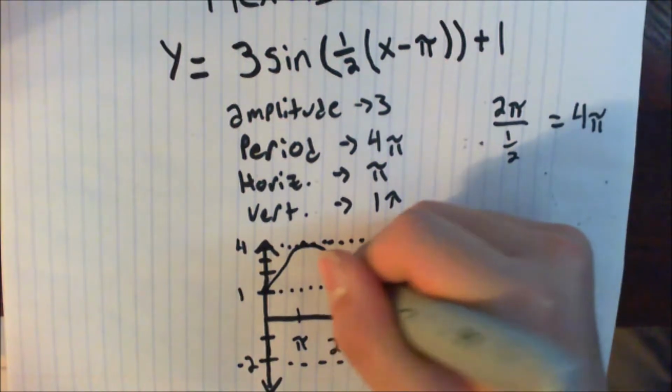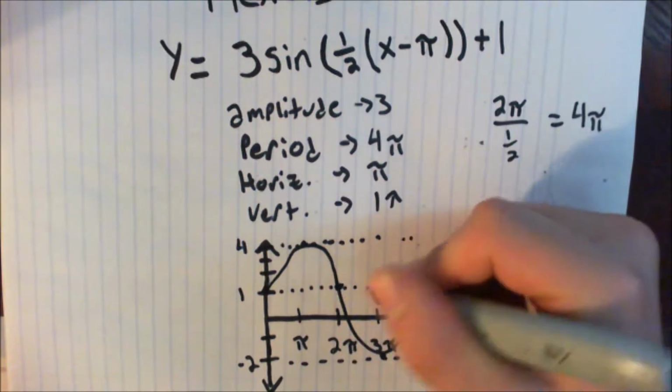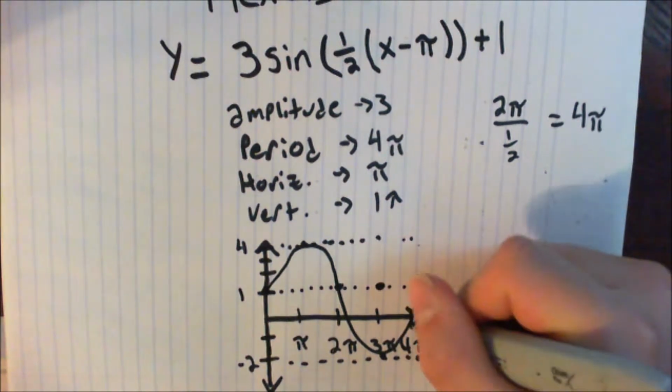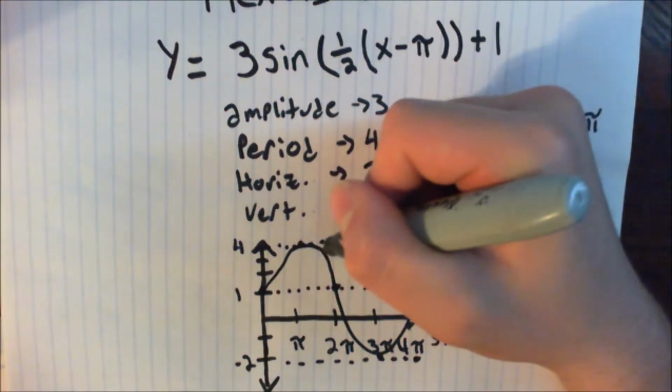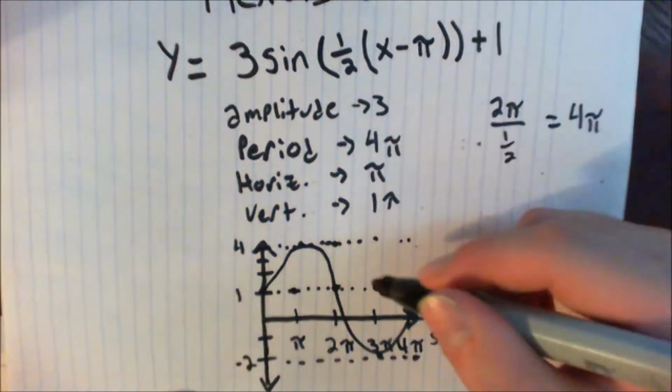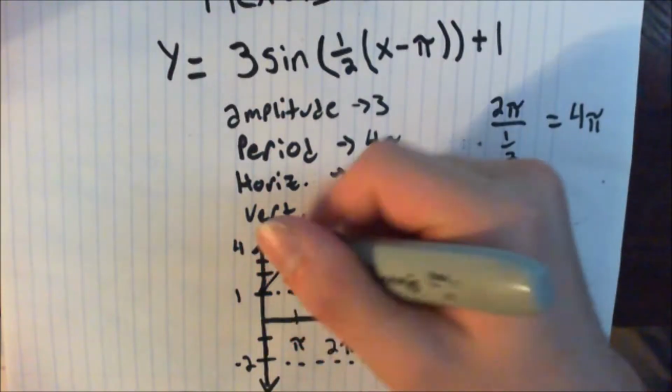Let's go ahead and use this center point here, and we'll translate it pi units to the right. This one, pi units to the right. This one, pi units to the right. And this one, pi units to the right. Now let's fill in.